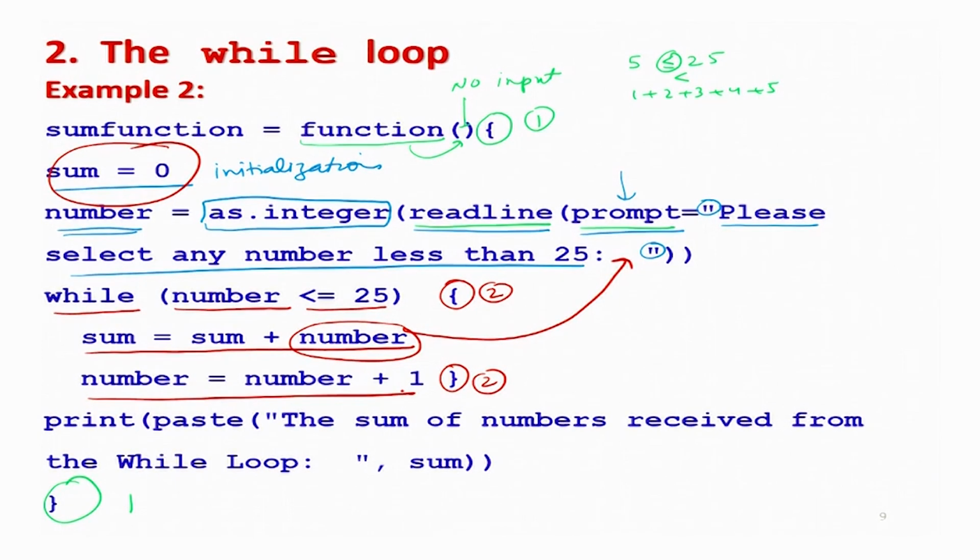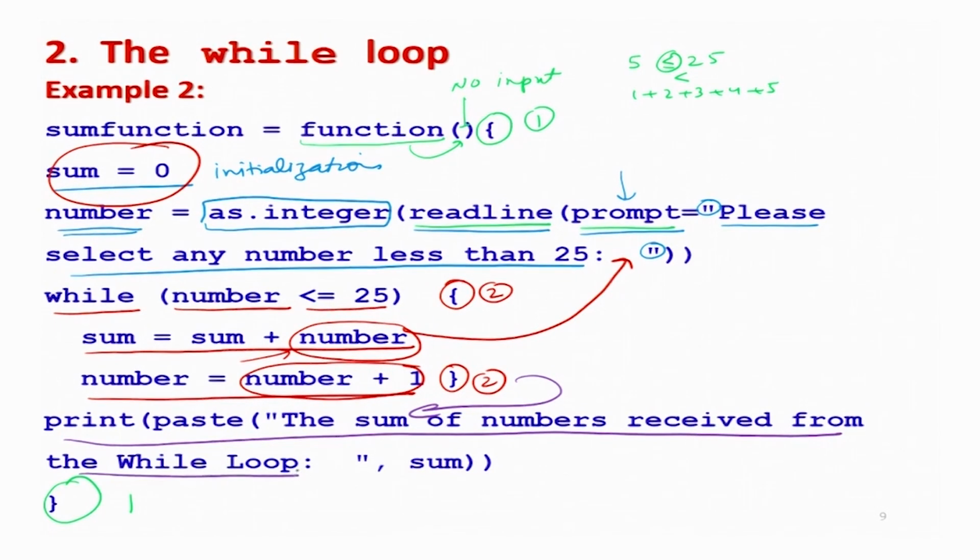So, whatever number has been entered is used in the first line, and then this number is going to be replaced by number plus 1. So, 1 is added, and this is executed as long as the condition under the while loop is satisfied. After that it will come out of the while loop and print the sum of numbers received from the while loop, whatever the value of sum is.